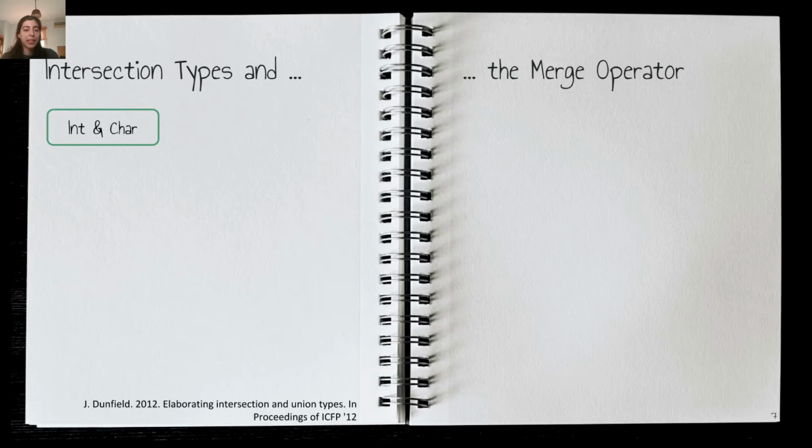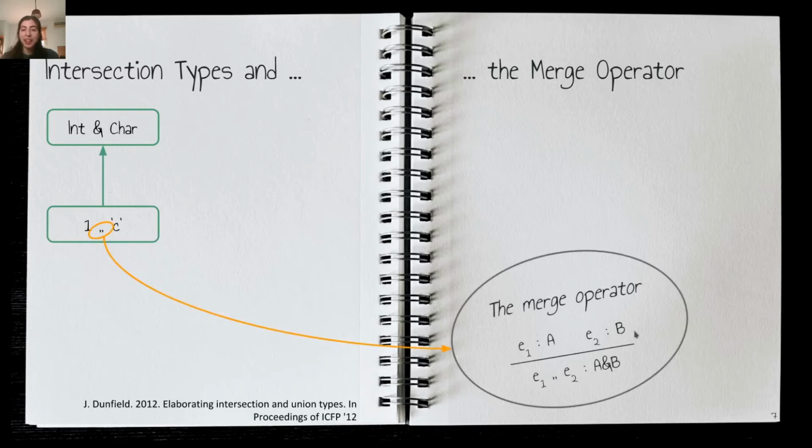In our work, we use an interpretation of intersection types proposed by Dunfield, in which we can have expressions of types like int and char. These are expressions that are both integers and characters. To construct them, we use the merge operator, which takes two expressions of possibly different types and merges them into an expression of the appropriate intersection type.